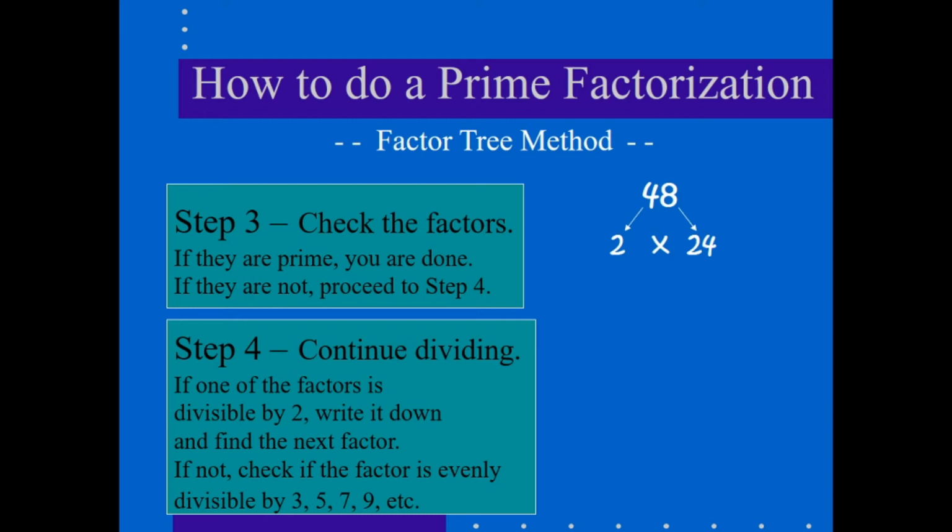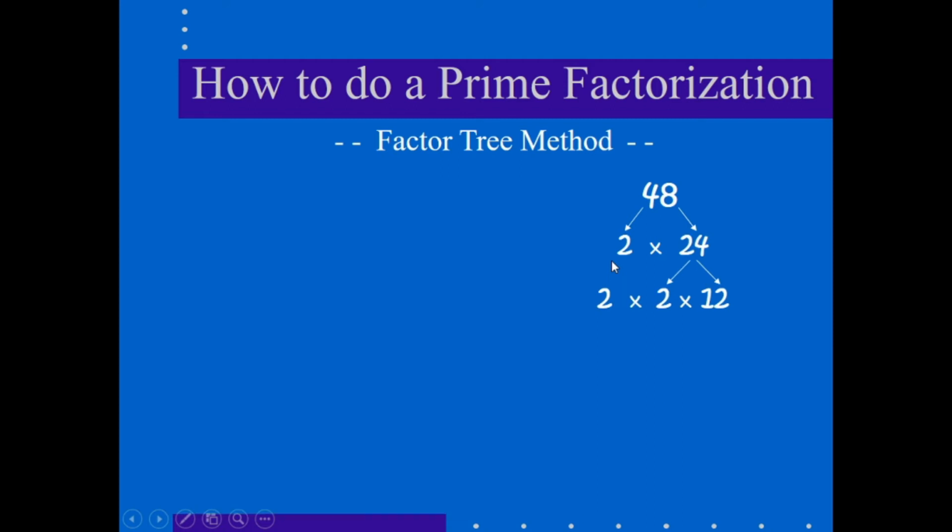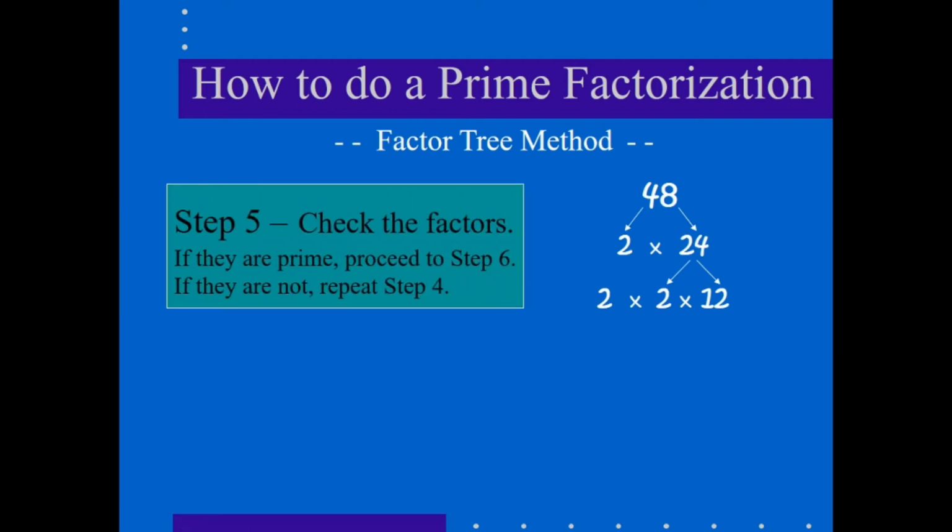Now, 24. 24 is divisible by 2. So 2 times 12 equals 24. If you observe here, I just copy the 2. Okay? Because it's already a prime number. Next, step 5. Check the factors if they are prime. Proceed to step 6. If they are not, repeat step 4.